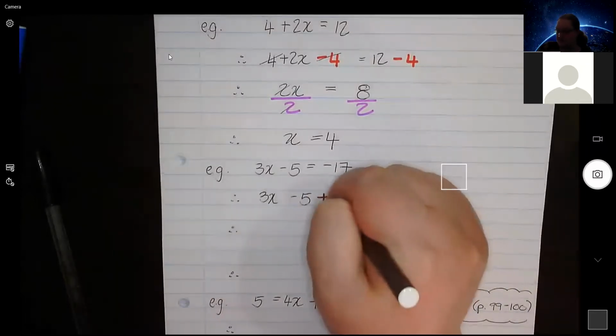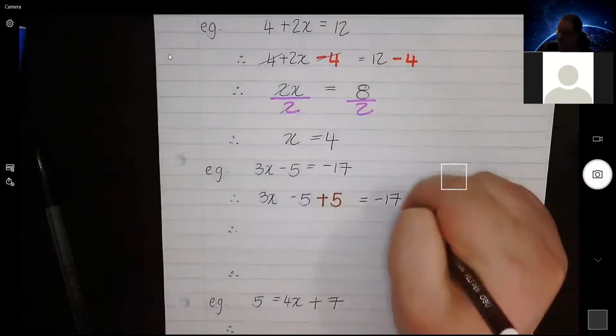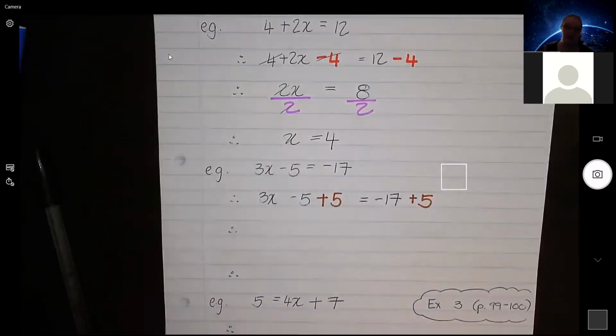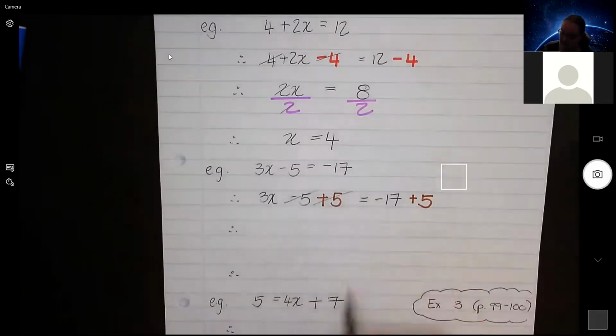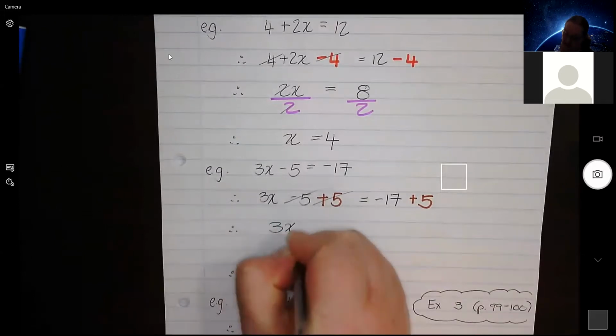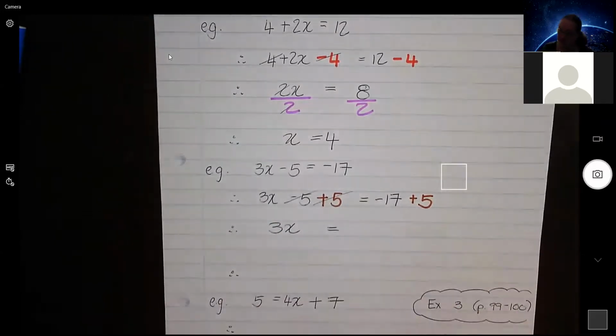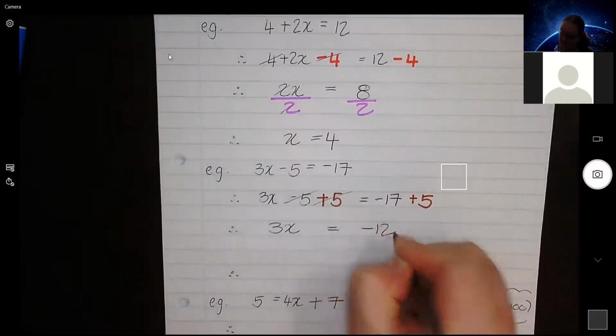We just say plus 5. But what I do to one side, I must do to the other. Okay, and that's going to give us 5 and 5 here cancel out. That's 3x on its own equal to, and that's going to be negative 12.